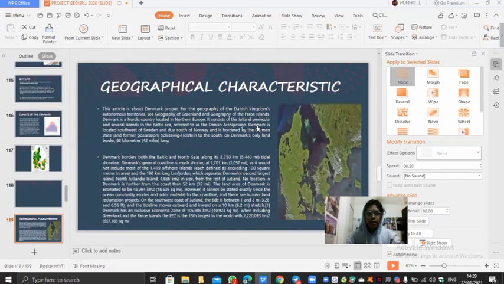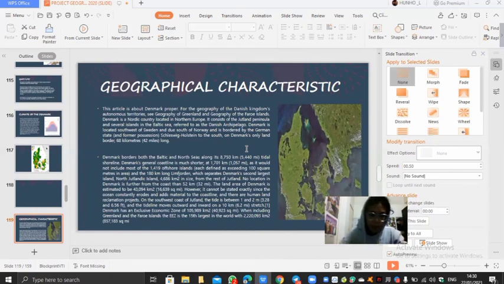For geographical characteristics, I want to give you some points. First, this is the article about Denmark proper, for the geography of the Danish kingdom see also geography of Greenland and geography of the Faroe Islands. Denmark consists of the Jutland peninsula and several islands in the Baltic Sea, referred to as the Danish Archipelago. Denmark is located south of Sweden and due south of Norway, and is bordered by the German state of Schleswig-Holstein to the south, Denmark's only land border, 68 kilometers, 42 miles long.